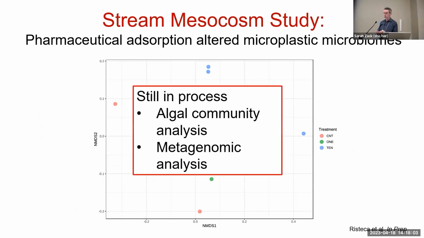And again, we're still in the process of analyzing these data. We're still conducting analysis of the algal communities, as well as doing metagenomic analysis for looking for differences in the potential metabolic pathways of the microbes on these microplastics, as well as potential linkages between the specific pharmaceuticals that we used and the microbial community responses.